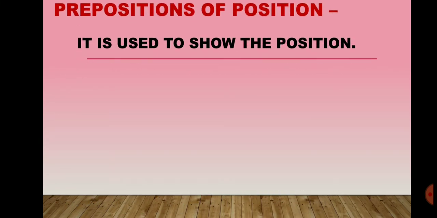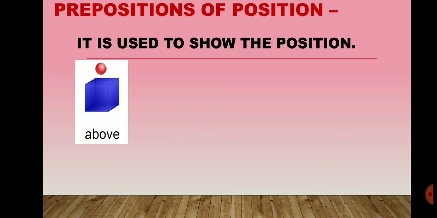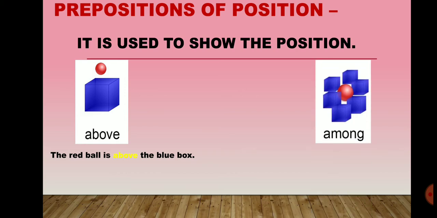Next is prepositions of position. It is used to show the position. Like first is above. The red ball is above the blue box. The word above is showing the position of a red ball. That is, the red ball is above the blue box. Next is among. The word among shows the position of the red ball. The red ball is among the blue boxes.